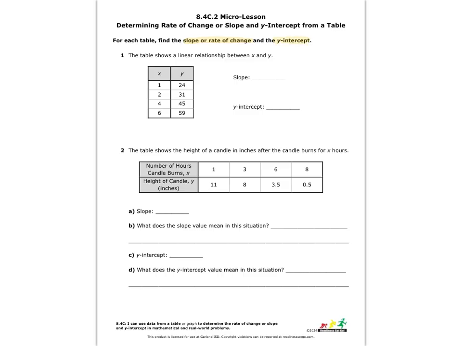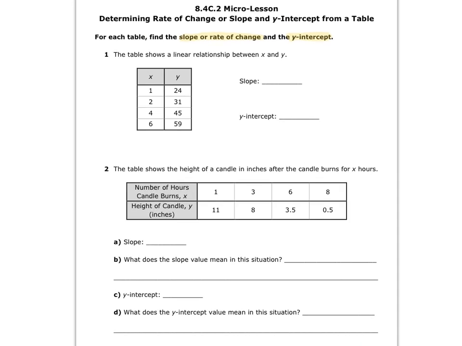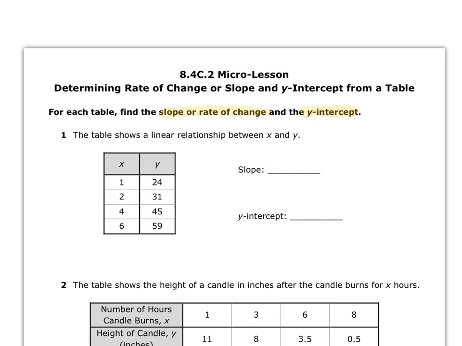And previously, we did that on a graph. Here, we're going to do it with a table. So let's take a look at this. I'm going to zoom in on number 1. The table shows a linear relationship between x and y. So if we were to plot these points on a graph, they would be in line together. They would make one line.